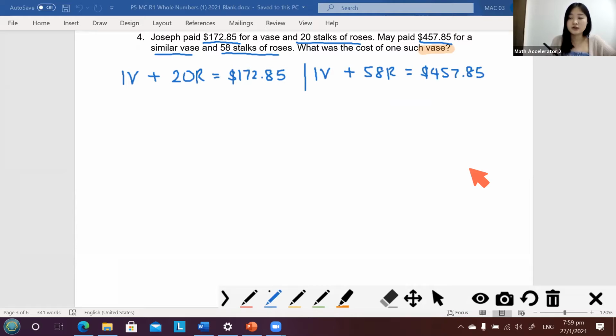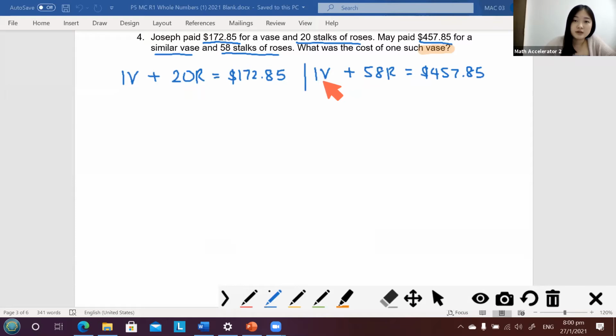Earlier on, when we want the answer to be the vase, we would want to remove the other item. But in this case, if you want to remove the roses, you need to find the common multiple of 20 and 58. So it can be done, however, the number might be quite big. So I'm going to show you what happens if you cancel away the item that you actually want at the very end, and how you are going to solve for the answer. Those of you who have finished the question and have an answer on hand, look at how I'm going to do it and check your work, see if it's the same as mine.